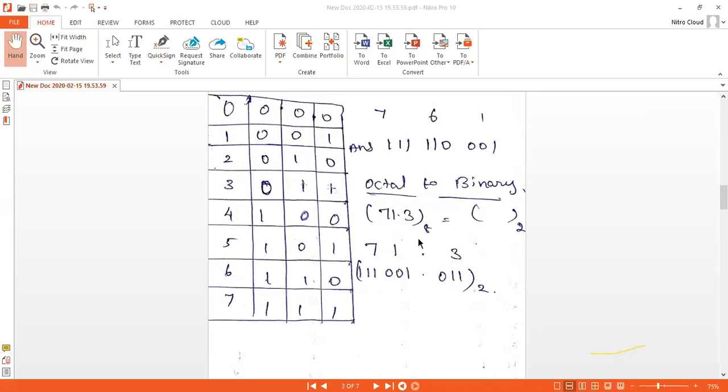71.3. So write like this: 7, 1, keep a point, then 3. What is the value of 7? 111, given in the table. What is the value of 1? 001. What is the value of 3? 011. Always put a dot here as usual. So 111, 001 dot 011. Base value is 2.